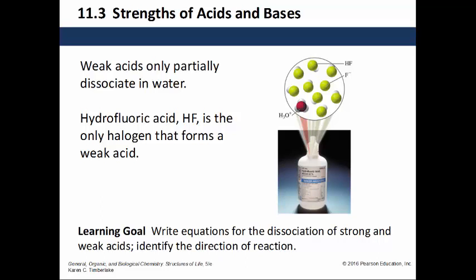An example of that, hydrofluoric acid, HF, is the only halogen that will form a weak acid. So when this is dissolved in water, most of it will stay together, but you still get some ions breaking off. So it does form some acid, but a very weak acid. But for the most part, HF will stick together.